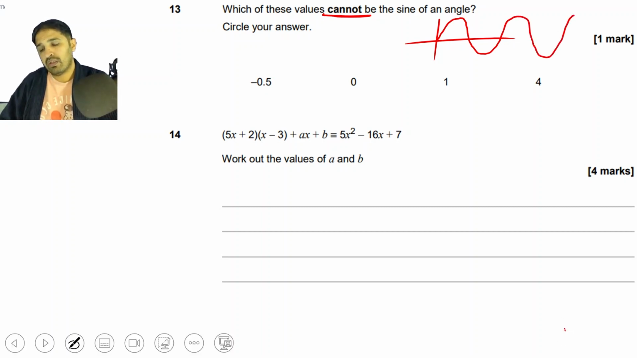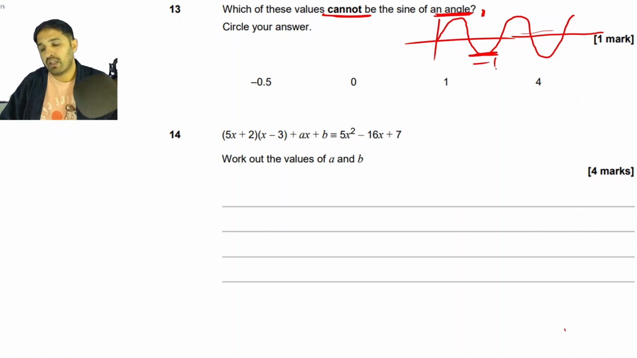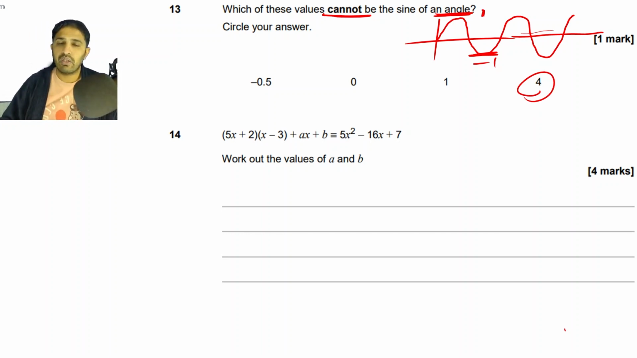And so on. It just continues this way. So that's the maximum point there, which is going to be 1, and that minimum point there is going to be -1. Okay, so we're saying which of these cannot be. So 4 doesn't go above 1 and doesn't go below -1. So 4 is the one that doesn't belong to the sine of an angle.